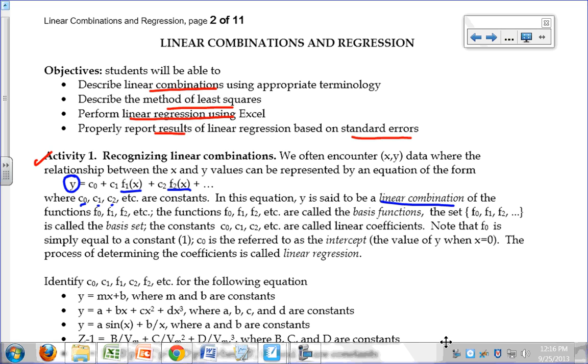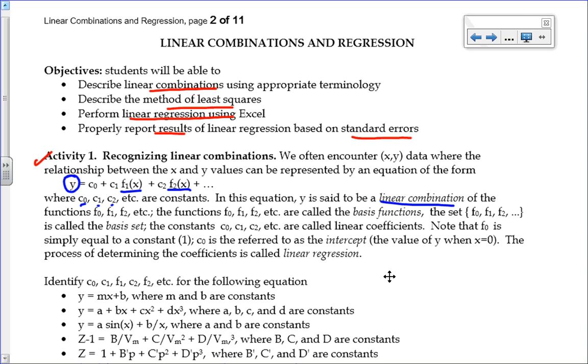Okay, let me just pause this. I want to make sure. Okay, so you've encountered this term a lot already this semester. Linear combination means constant times function 1 plus another constant times function 2, and so on. Right? The functions f0, f1, f2, and so on are called the basis functions. So this is really c0 f0 right here. Okay. The set of functions f0, f1, f2, and so on is called the basis set. Okay. And the constants c0, c1, c2, and so on are called the linear coefficients.